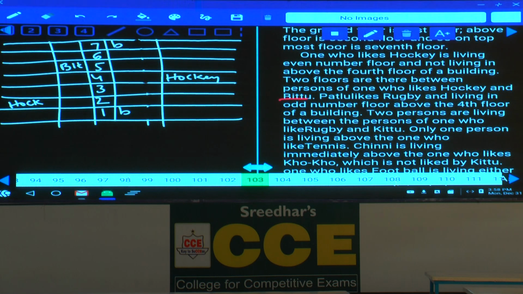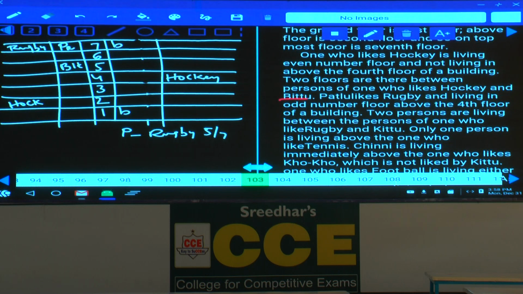Then, Patlu likes rugby and lives on an odd number floor above the 4th floor. Patlu likes which one? Rugby. Now this Patlu can be either on the 5th floor or on the 7th floor, isn't it? And in the second case, Patlu must be on the 7th floor, and this person likes rugby.